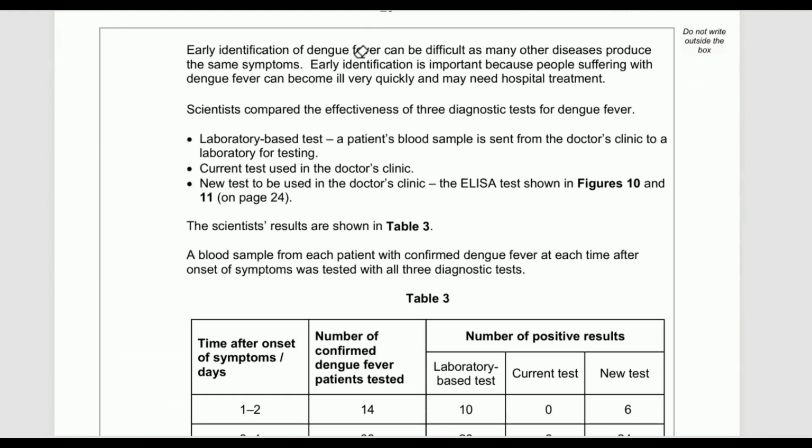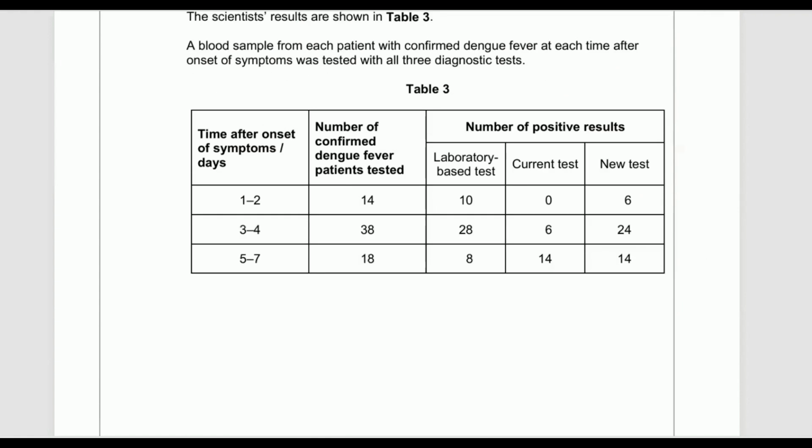Right, moving on. Early identification of dengue fever can be difficult, as many other diseases produce the same symptoms. Early identification is important because people suffering with dengue fever can become ill very quickly and they might need hospital treatment. Scientists compared the effectiveness of 3 diagnostic tests for dengue fever: lab-based testing, current testing used in the doctor's clinic, and a new doctor's clinic test. So basically, you can turn up to the doctors, they test you, there's a current test, now we've got a new test when you turn up to the doctors, and then there's a test they have to send off to the lab. Let's compare the effectiveness.